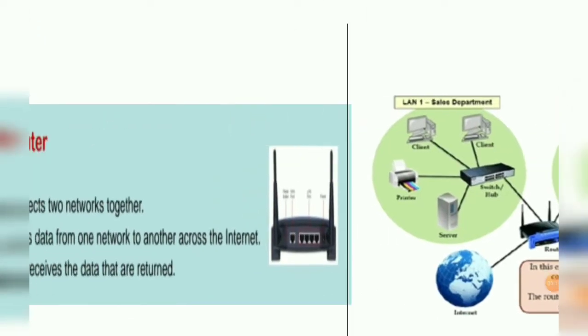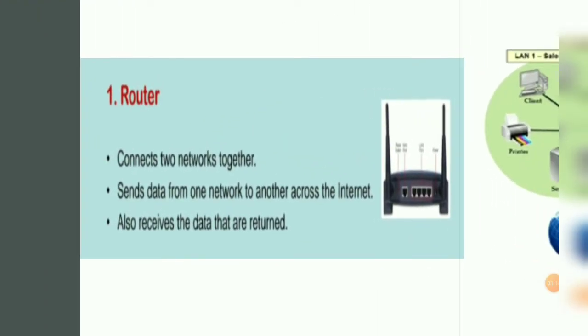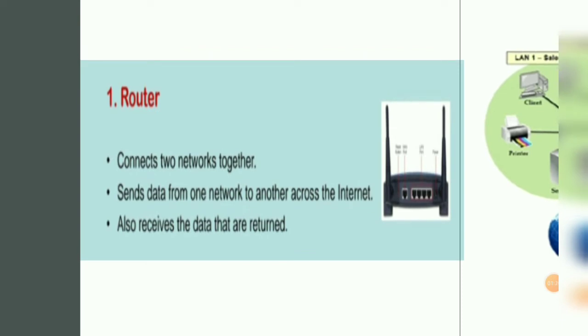Router. So firstly, what is a router? A router is a device that connects two networks together, sends data from one network to another across the internet, and also receives the data that is returned. So let's focus on the first point: connecting two networks together. If you have a Wi-Fi connection at your home, and you probably do, then there is a router at your home.